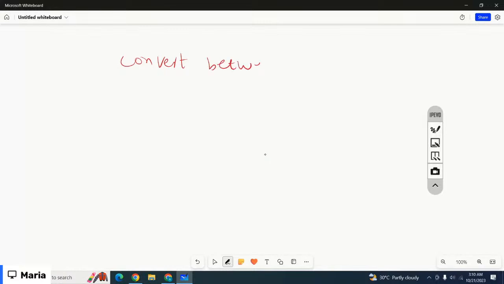Convert between Celsius and Fahrenheit. For example, you are given a temperature in Fahrenheit, 59 degrees F. If you have an F with the temperature, that means it is in Fahrenheit. You have to convert this temperature to Celsius.